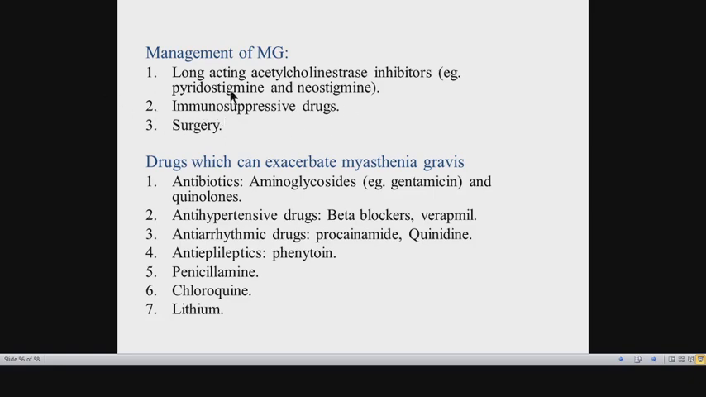Another class of drugs which also used in the management of myasthenia gravis is immunosuppressive drugs. Immunosuppressive drugs include steroids. وsteroids تحديدا prednisolone is used in cases refractory to these drugs. يعني first line treatment for myasthenia gravis is long-acting acetylcholine esterase inhibitors. لكن if these drugs fail to control the condition, the second line will be steroids, will be prednisolone, long-term prednisolone therapy. Or prednisolone and steroids can also be used in severe weakness.